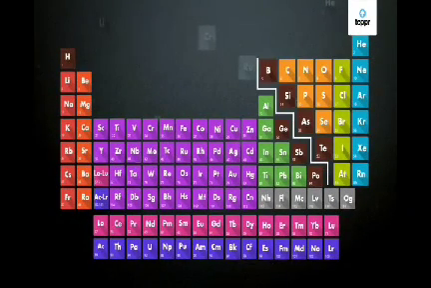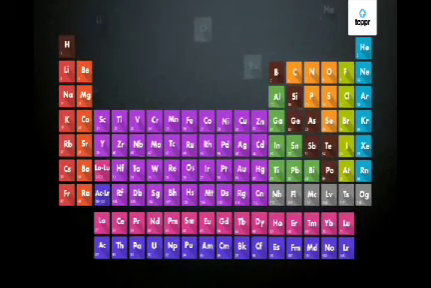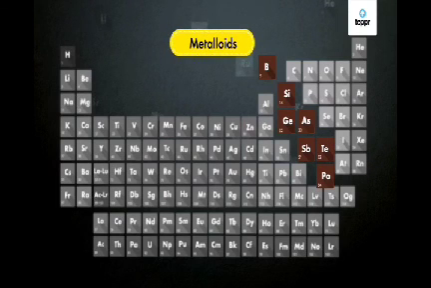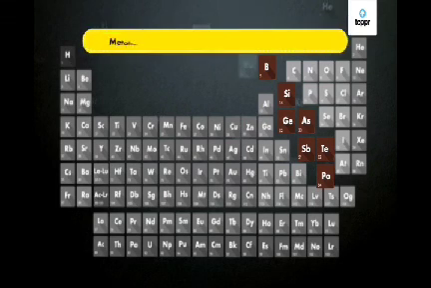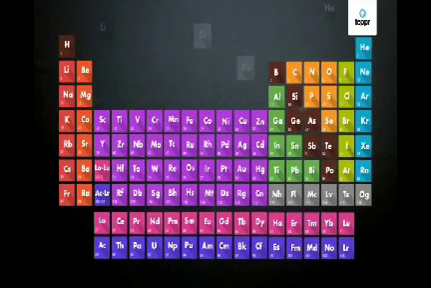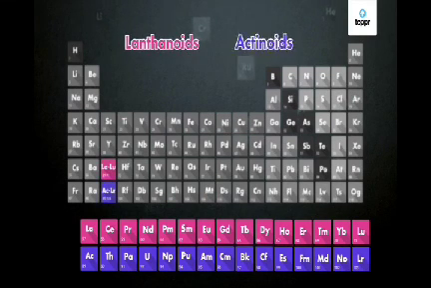This separates metals from non-metals. And do you see these elements which lie on the boundary? These are called metalloids. For simple reasons, they have both the properties of metals and non-metals. Now do you see the bottom two rows of elements here that are placed separately from the rest? These sets of elements are called lanthanoids and actinoids respectively. All of these elements are metals and we will learn their properties in the higher classes.